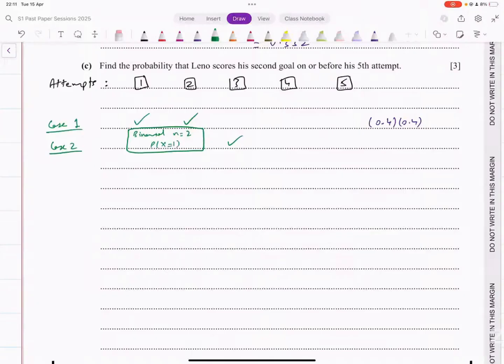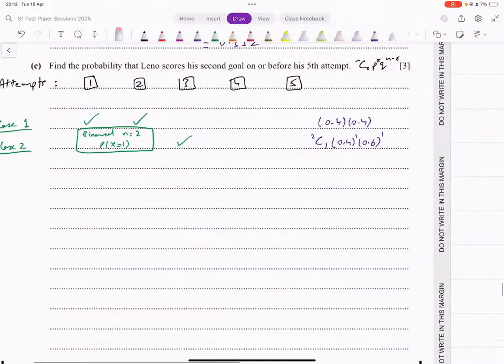What will be the probability for that? Out of the first two attempts, we want one success. What's the binomial formula? nCr, p raised to power r, q raised to power n minus r. Out of the first two attempts, we want one success. So that will be 2C1 into p, which is 0.4 raised to power 1 into 0.6 raised to power 1, times this third attempt, that is a success. We multiply this by 0.4.